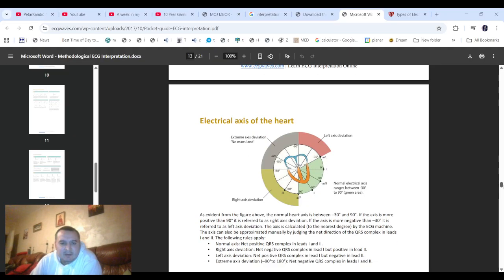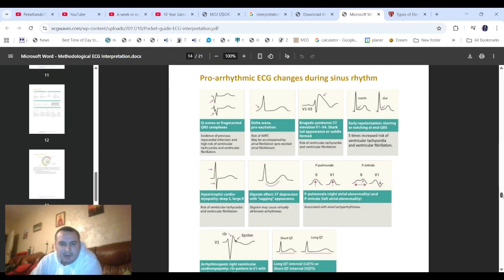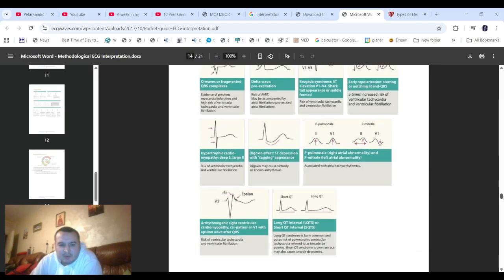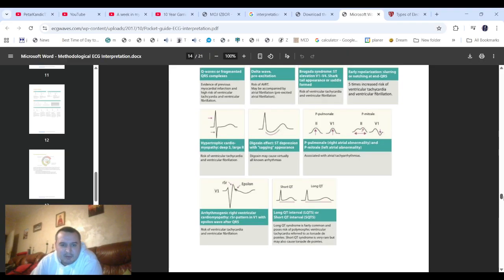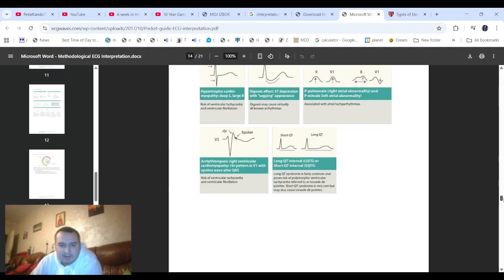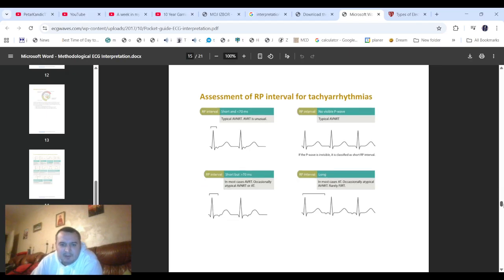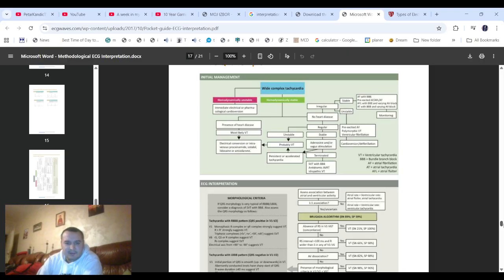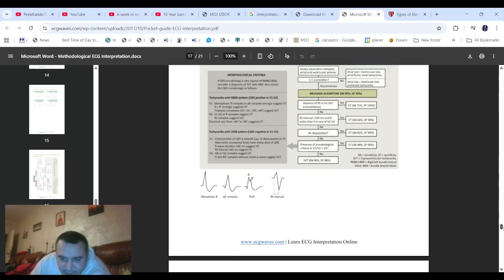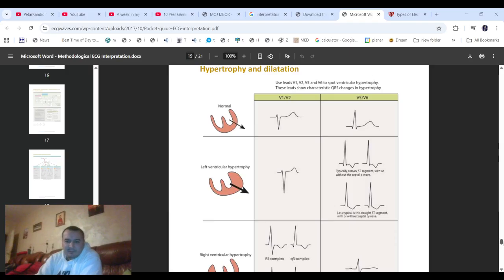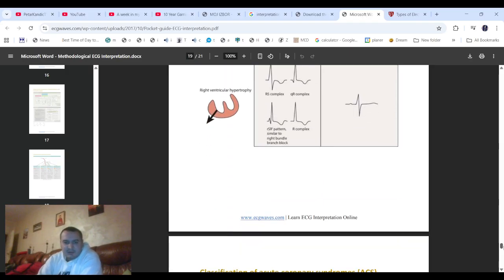perimyocarditis, electrical axis of the heart, prorhythmic ECG changes during sinus rhythm, notch, slur, hypertrophic cardiomyopathy, digoxin, right atrial abnormality, left atrial abnormality, assessment of RP interval for tachyarrhythmias, diagnosis and management of tachyarrhythmias, hypertrophy and dilatation, right ventricular hypertrophy.